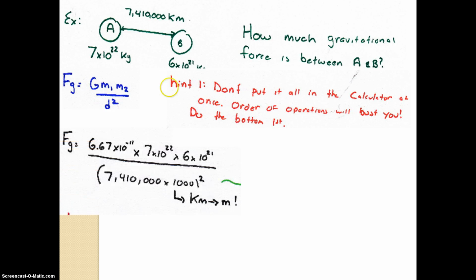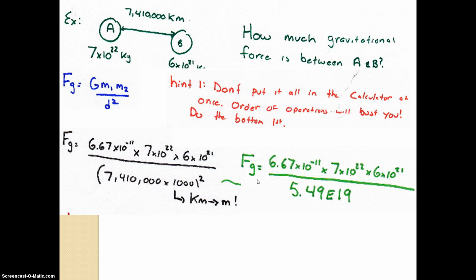Heck no. So here's my setup. I put in big G as this number, M1, M2, and distance. I have this. Notice I have it times 1,000 because I'm converting from kilometers to meters. I'm not doing that for masses because masses should be in kilograms, but distance should not be in kilometers. It should just be in meters. So there's a lot of exponents here, which is why we're going to do a special thing. To simplify, when I put the bottom squared in the calculator, I get 5.49 e, or times 10 to the 19th. So this is what we're going to work with.